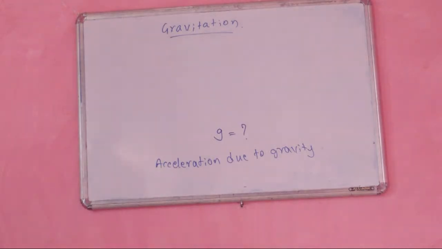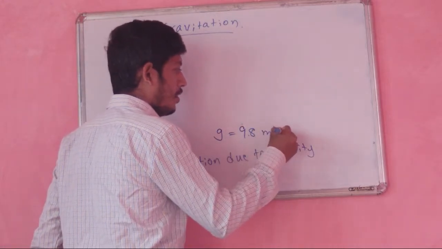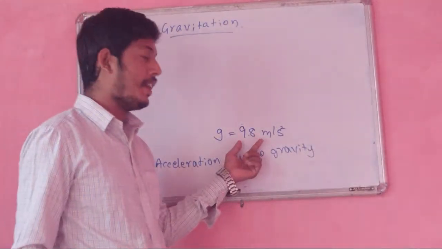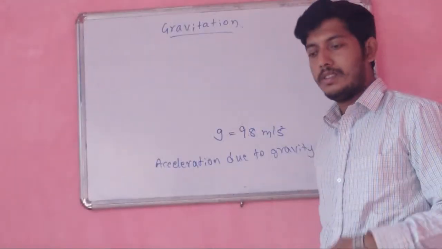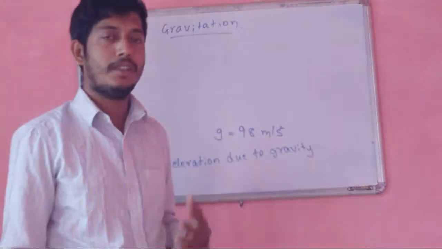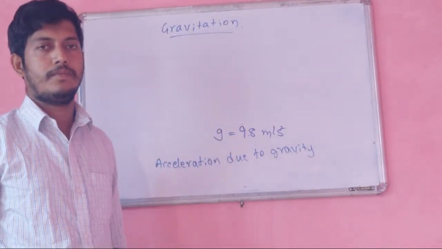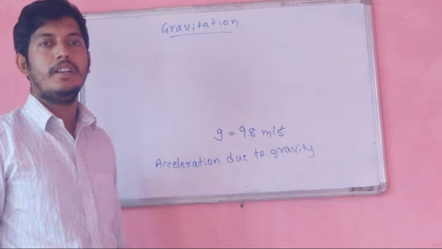So this value of small g is 9.8 meter per second square. Okay. Here meter per second square is the SI unit of acceleration also. So here small g is known as acceleration due to gravity. This is the increase in the velocity with respect to time because of earth's gravitational force. That's why the unit is also meter per second square.